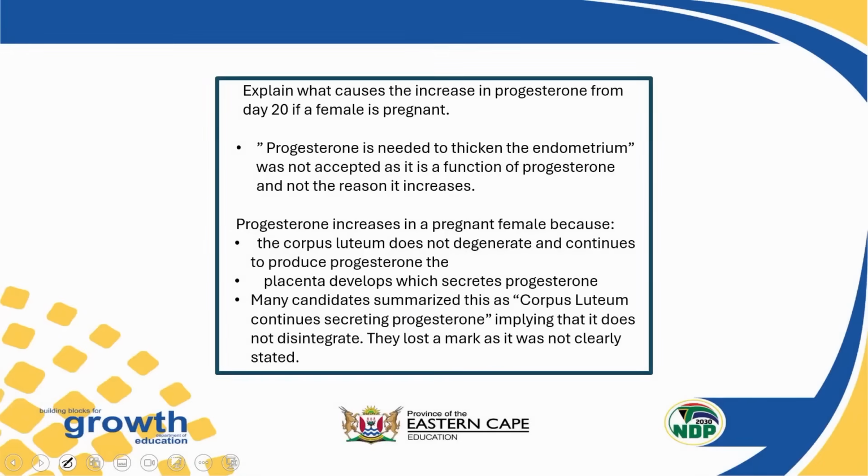Okay, so in last year's November paper, a question was, why does progesterone increase after day 20 in a pregnant female? And this is because the corpus luteum continues to produce progesterone. And so progesterone continues to increase. However, learners are writing that the function of progesterone is to thicken the endometrium. This is not why it's increasing. It's increasing because the corpus luteum is producing it.